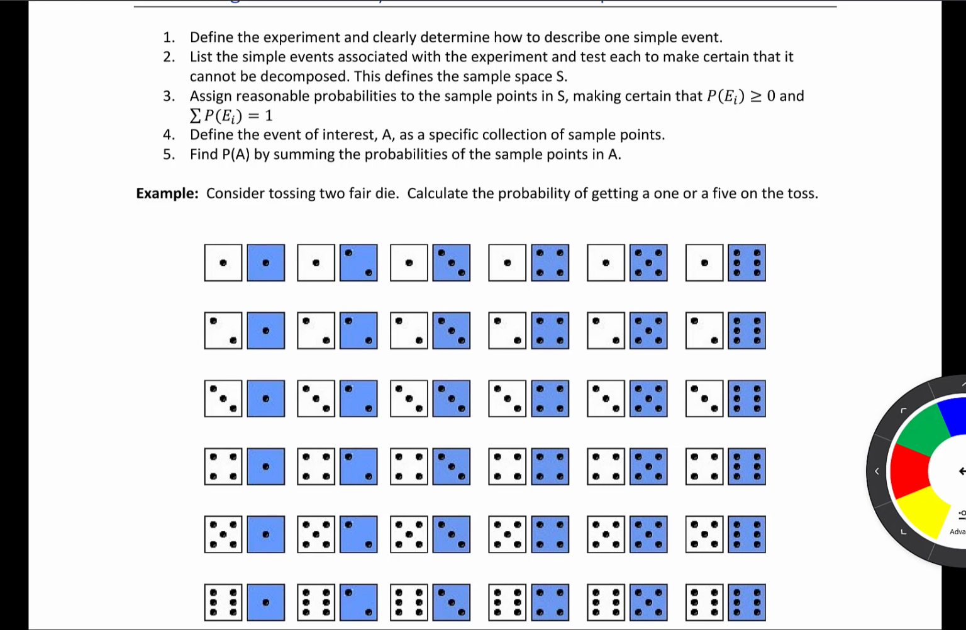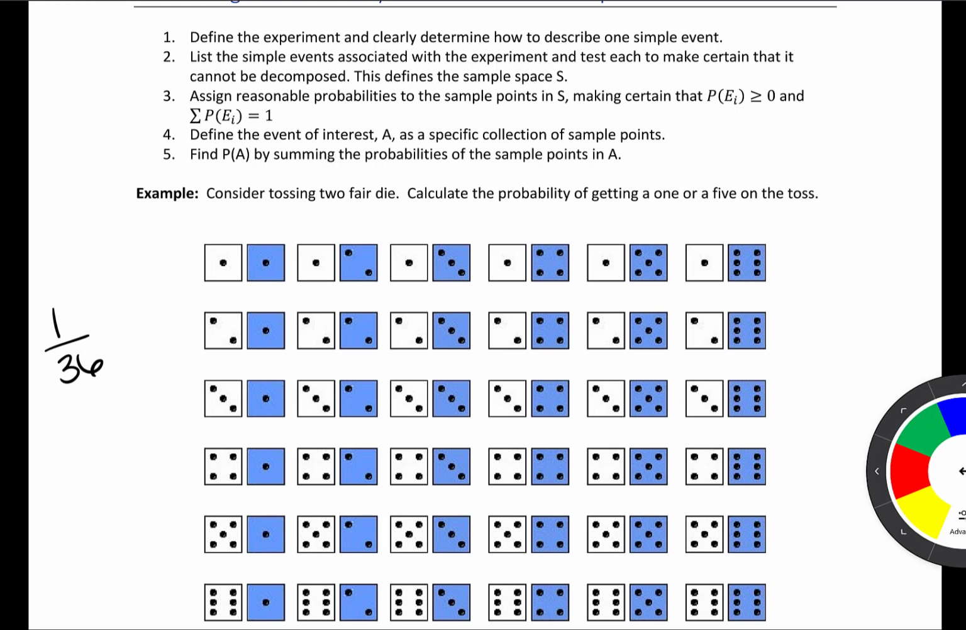So next, we need to assign reasonable probabilities to those sample points in S. So notice here that there are 36 different combinations. If each of these are equally likely, and if these are fair dice, then they will be, notice that each of these outcomes has a 1 out of 36 chance of occurring. So each of my sample points in this particular case have the same probability of occurring, and that's 1 over 36. That doesn't necessarily always have to be true.